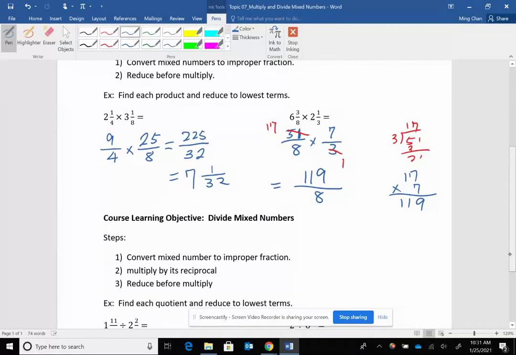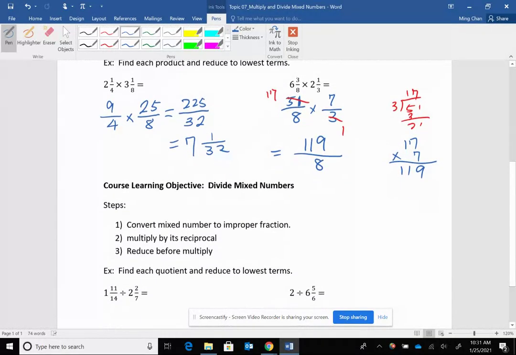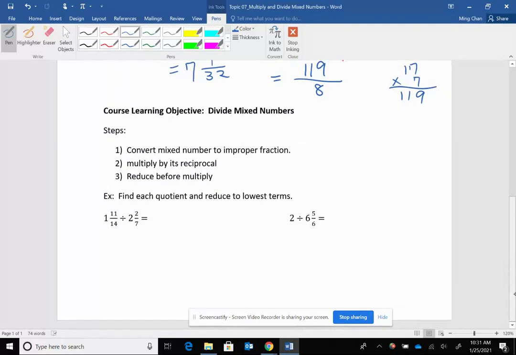All right, division. We mentioned that division of a fraction means times by the reciprocal. So that means after I convert the mixed number to an improper fraction, I'm going to times by its reciprocal. After I write times by its reciprocal, it becomes a regular multiplication of fractions problem. So then I'm just going to reduce and then multiply.